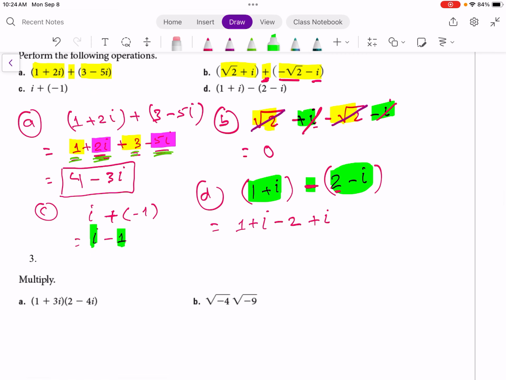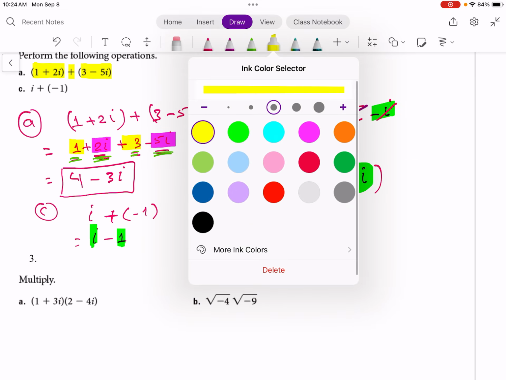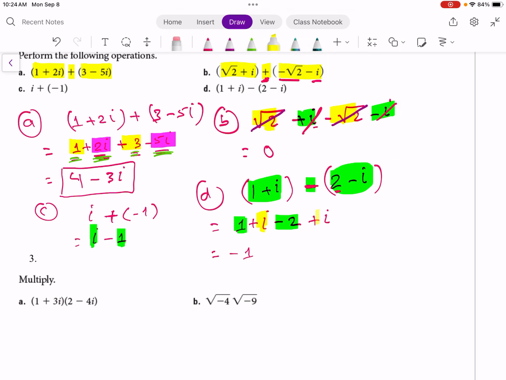Now you look for the real parts. Positive 1 and negative 2 are the real parts. 1 minus 2 is negative 1. Then you look for the imaginary parts. Positive i and positive i are the imaginary parts. i plus i is 2i.